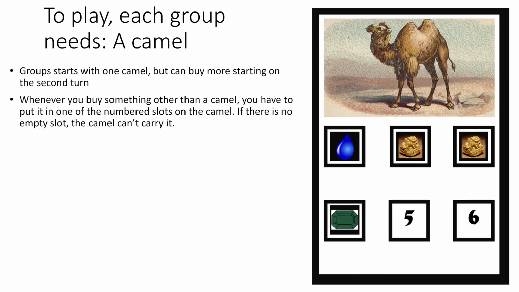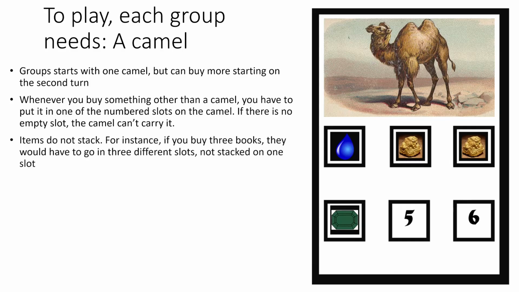Whenever you buy something other than a camel, you have to put it in one of the numbered slots on the camel. If there's no empty slot, the camel can't carry it. Items do not stack. For instance, if you buy 3 books, they would have to go in 3 different slots, not stacked on one slot. And if you look at the card, you can see that. There are 2 golds. They each have to have their own slot. You can't put both golds on top of each other. Dirham coins do not take a slot, right? You can keep those separately off to the side.